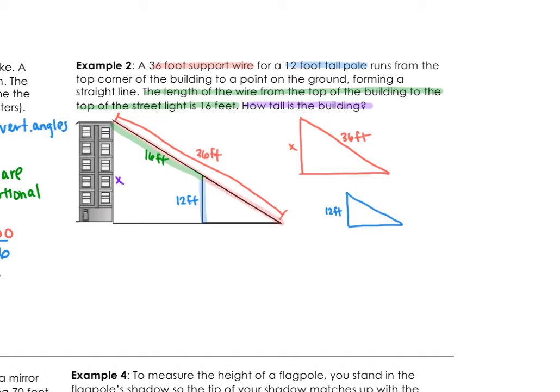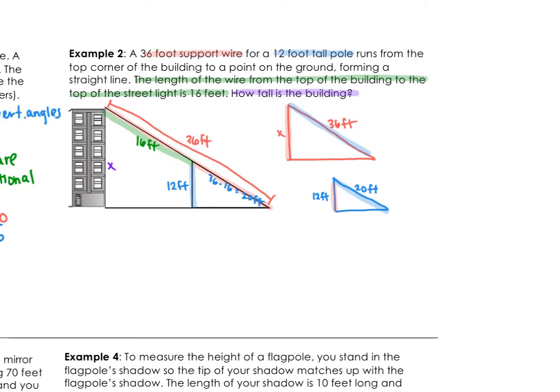Well, to get that length, if we know that the whole big hypotenuse is 36 feet and this is 16, we can subtract to get that length. So this is going to be 36 minus 16, which is 20 feet. So the hypotenuse here is 20 feet. Now that I have my triangles drawn, I can match up my corresponding sides. It's going to be the verticals and the hypotenuse that match up. And now I can set up my ratios. So it's going to be X over 12 equals 36 over 20.